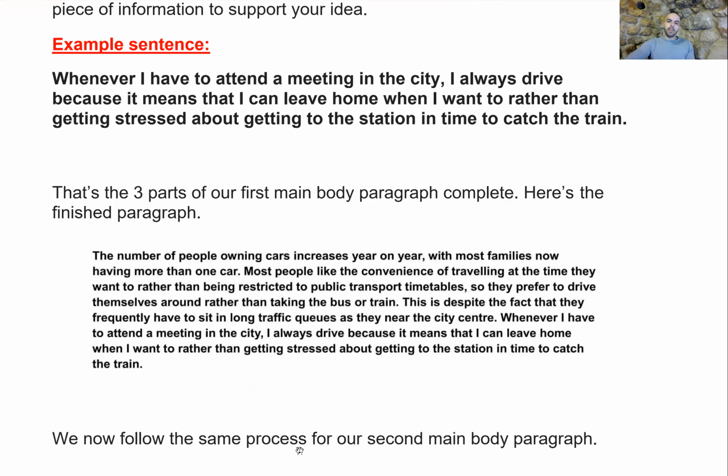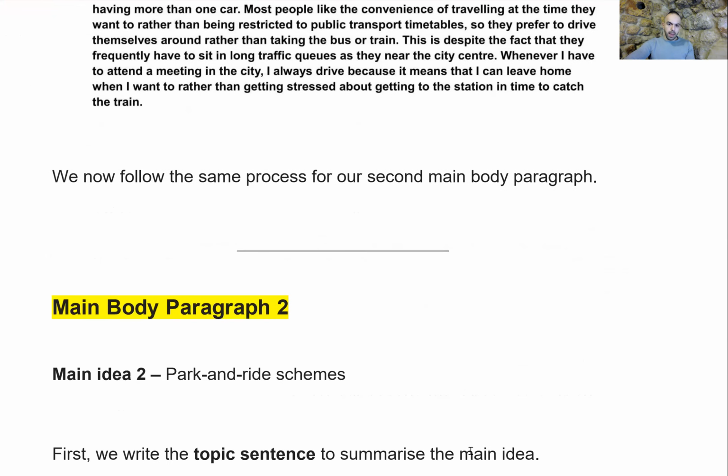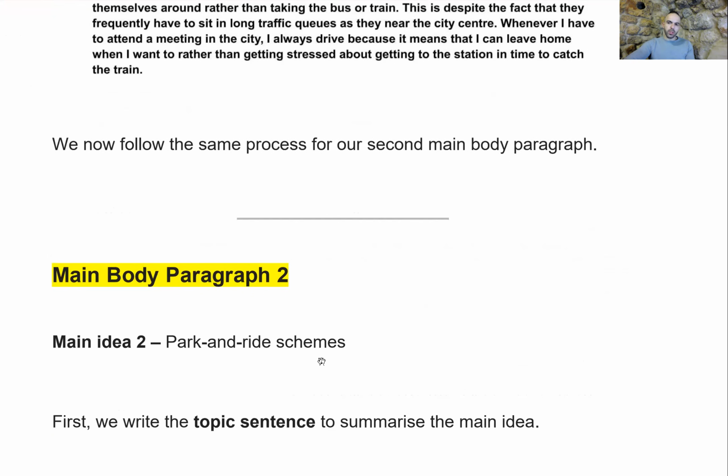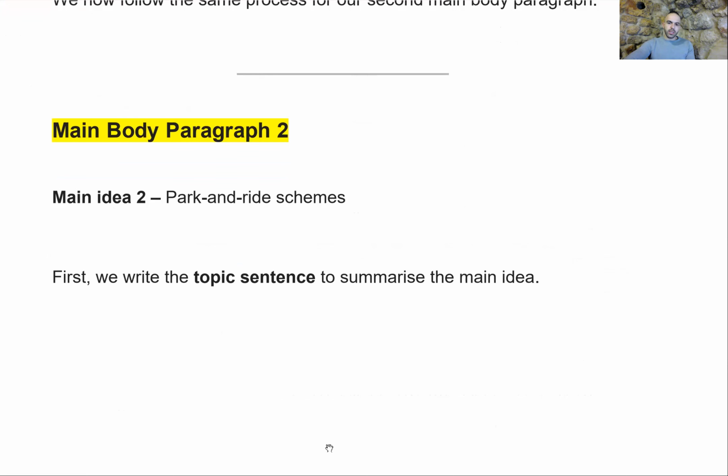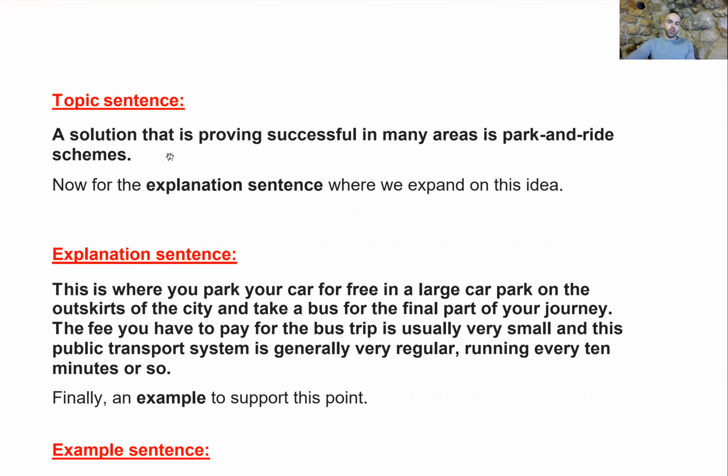We now follow the same process for our second main body paragraph. So let's see main body paragraph two, which has to be about the solution, which is park and ride schemes. First, we write the topic sentence to summarize the main idea. So let's see the topic sentence. A solution that is proving successful in many areas is park and ride schemes.